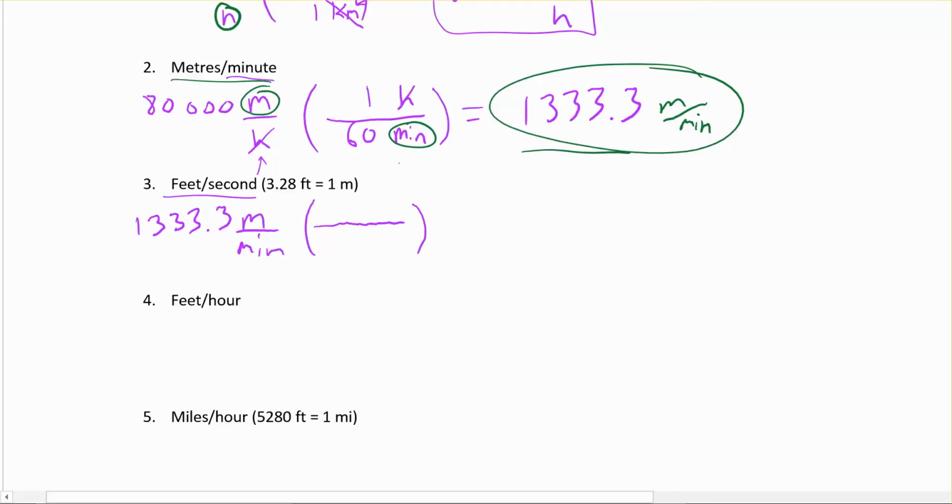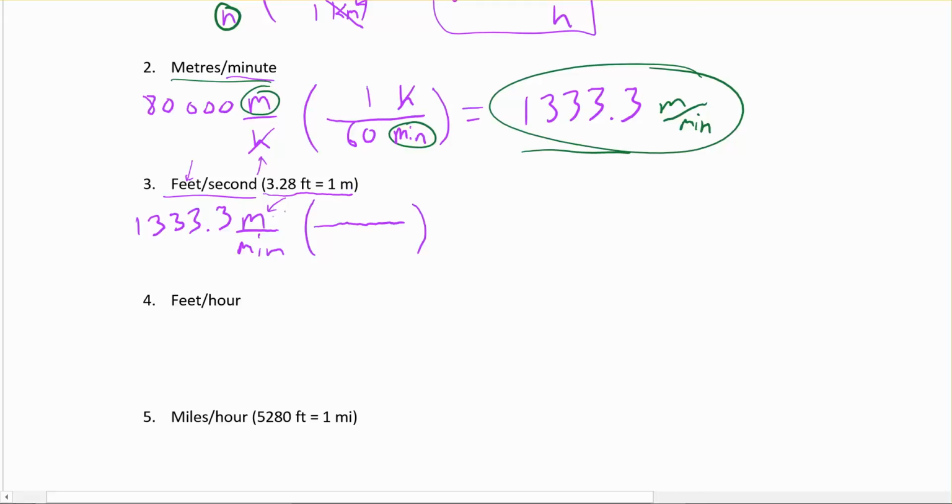So we multiply by that factor. And now it doesn't matter which one we change first. We can change meters or we can change minutes first. Let's change meters first. Let's pick that one. So if we change meters into feet, we want that to be in feet, then we need to do the same thing. And right here it says that there are 3.28 feet in 1 meter.